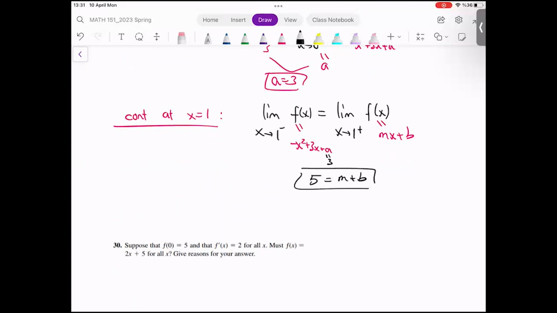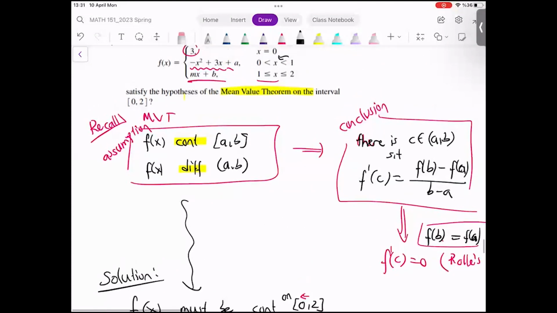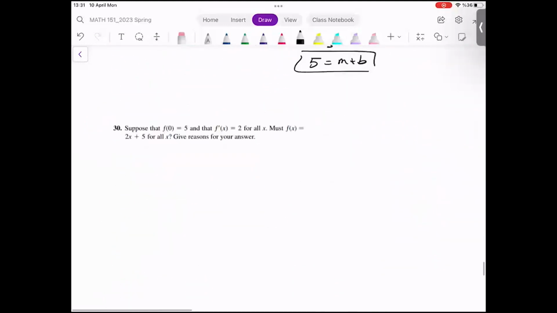Okay, so far we found a, and we found an equation including m and b. We haven't used the differentiability information. Now we can check whether f is differentiable at x equals 1. Let's check that.